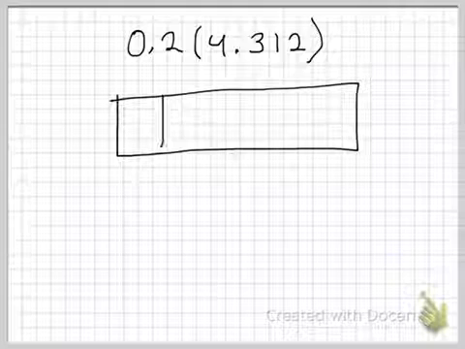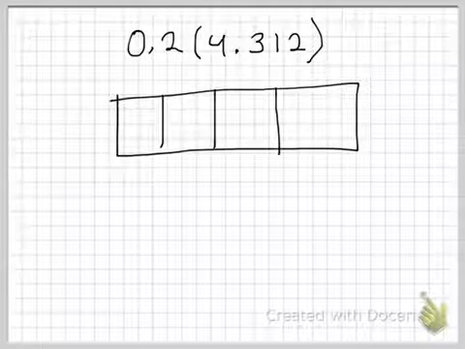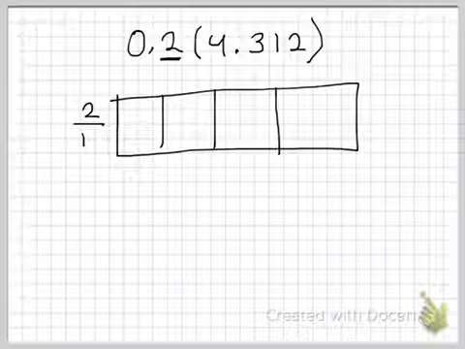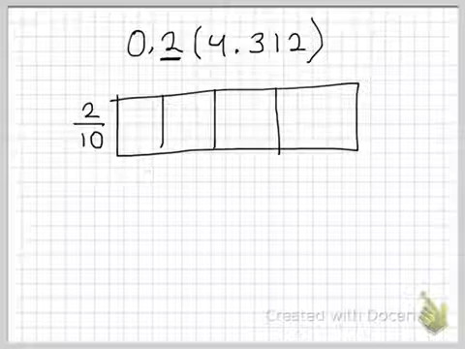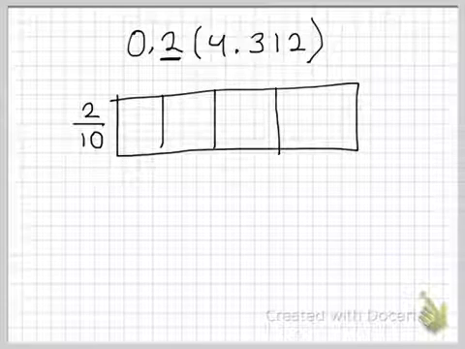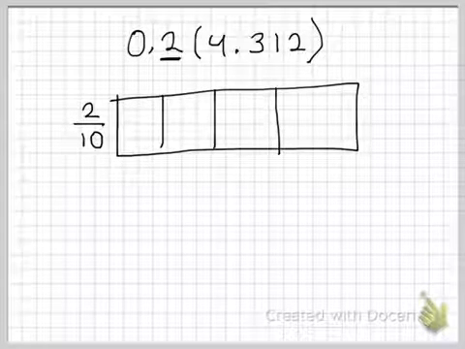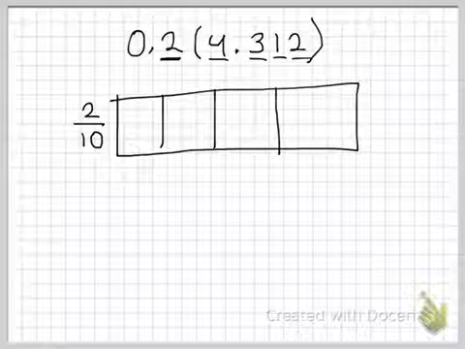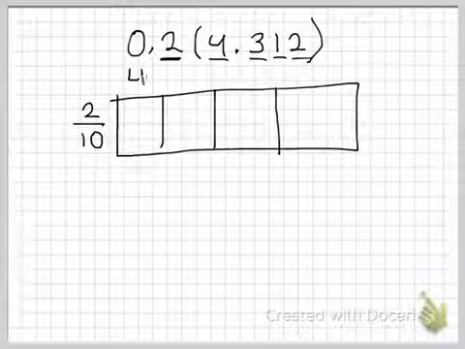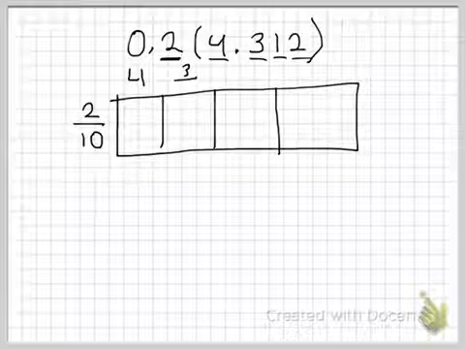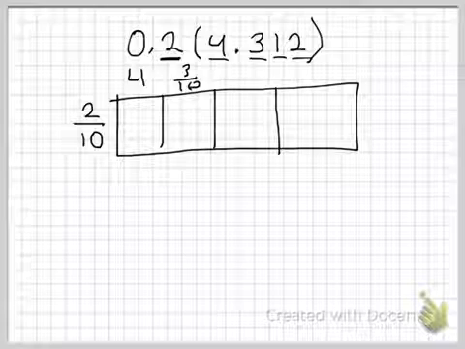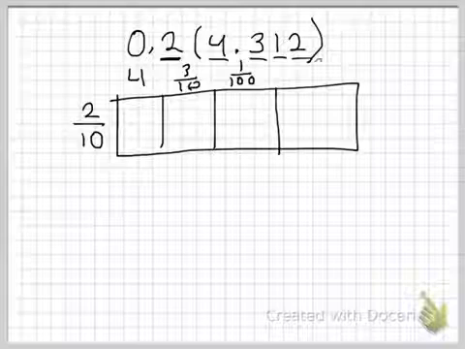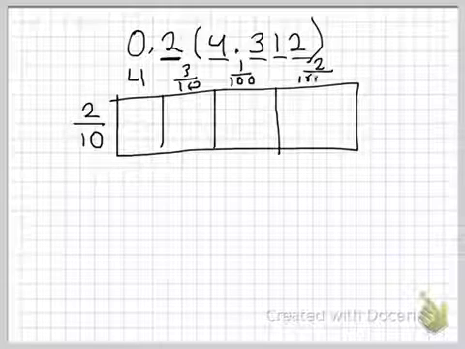So we need to create a generic rectangle that has one digit on one side, and that's our 2/10. Notice I turned the decimal into a fraction. It helps keep your decimal point in the right spot. And then on this side, I have 1, 2, 3, 4 digits, so I have 4 different spaces. The 4 is just a regular 4. The 3, however, is a 3/10. The 1 is a 1/100th, and the 2 is a 2,000th.